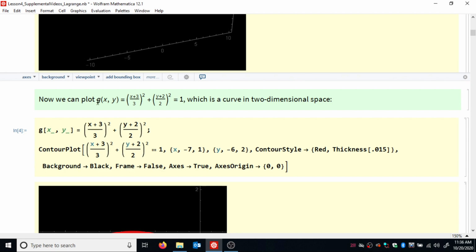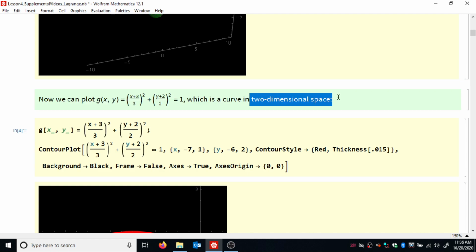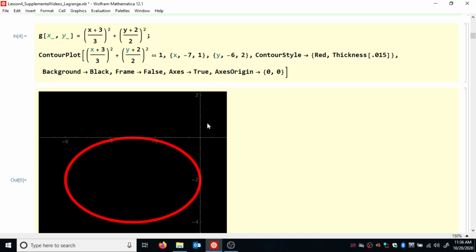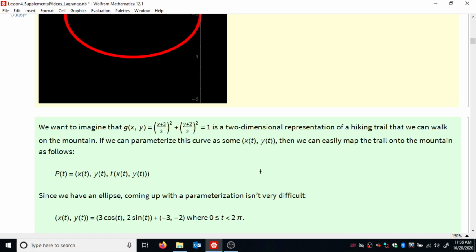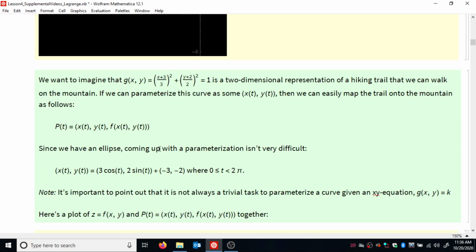So my constraint is my hiking trail. I have g of x, y is equal to 1, which is a curve that lives in two-dimensional space. A plot of this curve is two-dimensional, so here it is. You can see that it's just a standard ellipse. Now the good news is I actually know how to parameterize an ellipse. So for this particular problem, I'm going to leverage that ability and use that to plot this hiking trail on my mountain. Now this is not something that's always easy to do. For a general curve, coming up with a parameterization is not necessarily an easy task to complete. But for an ellipse, it's not so bad.